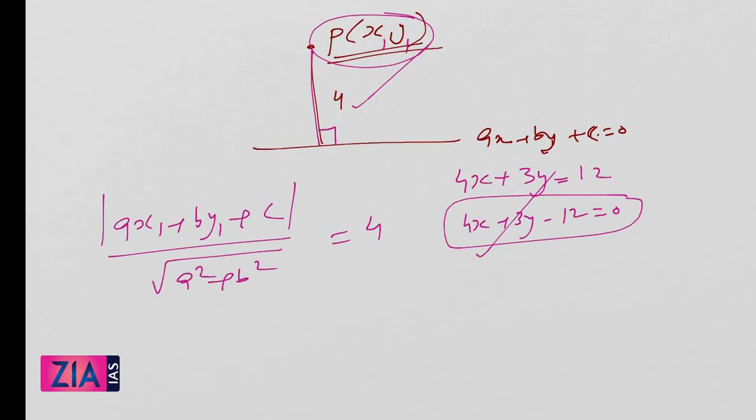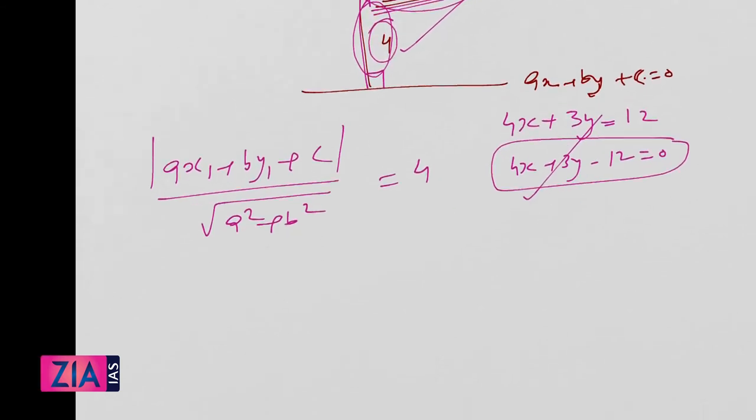So we have discussed two types. One, they give you the point and the equation of the straight line directly and you need to get the distance. Or they give you the straight line and the distance and you need to get the coordinates of the point. So how will you get that? Just substitute the values which are given.